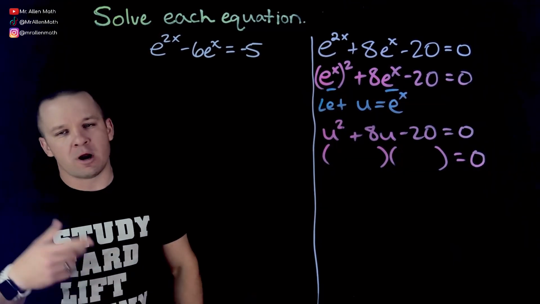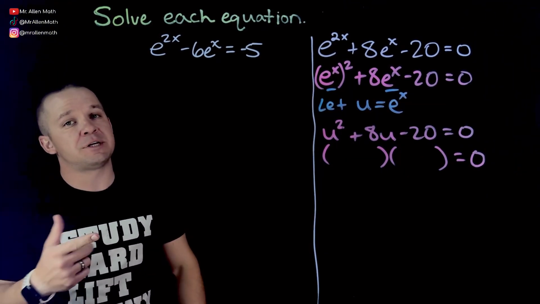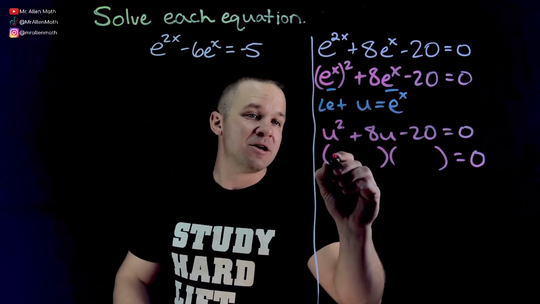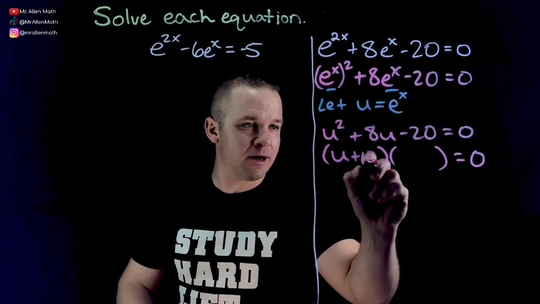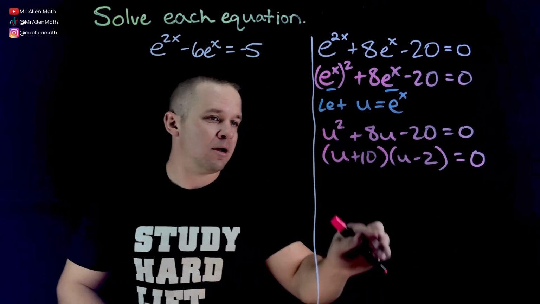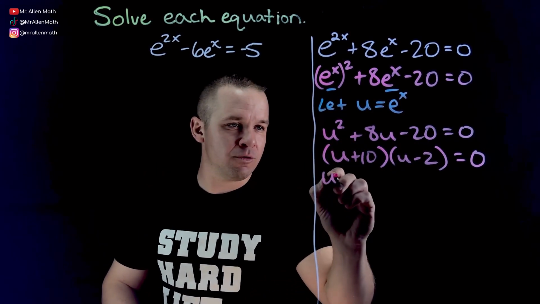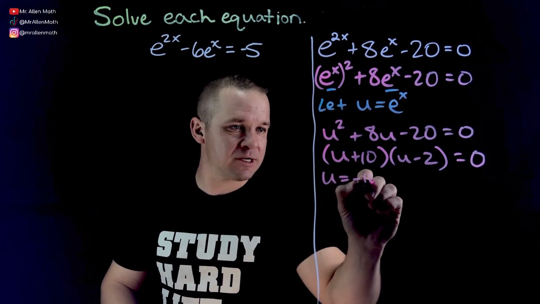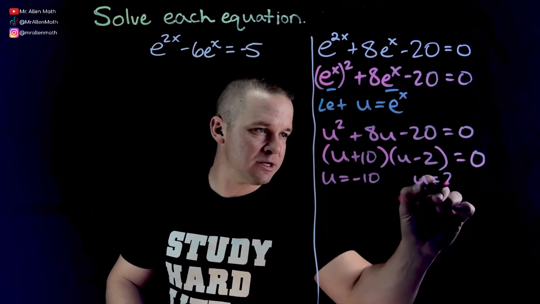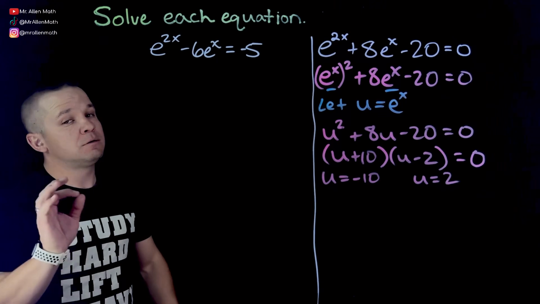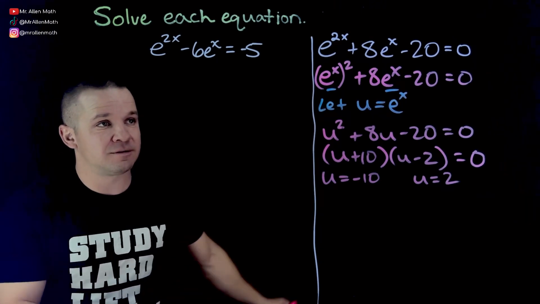Well, my factors of 20 are 1 and 20, 4 and 5, 2 and 10. So I'd have u plus 10, u minus 2, which multiplies to negative 20 and adds to positive 8, and I get u equals negative 10 for this one, u equals positive 2 for that one. Am I done? No. That's what u equals.